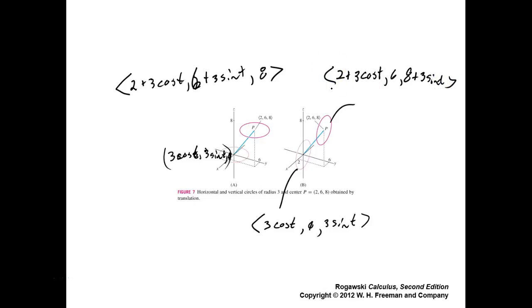All right, let's see if we got it anywhere. 2 plus 3 cosine t, 6, 8 plus 3 sine t. Got it. Changes the orientation and everything, but it's parallel to the xz plane. So therefore, the y is always constant at 6 now, and it just varies with x and z. Does that make sense? All right. That is the last example in the text. Okay?